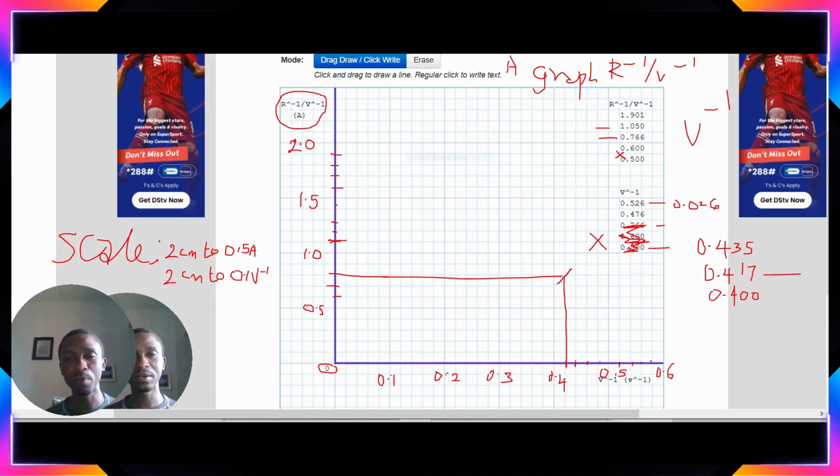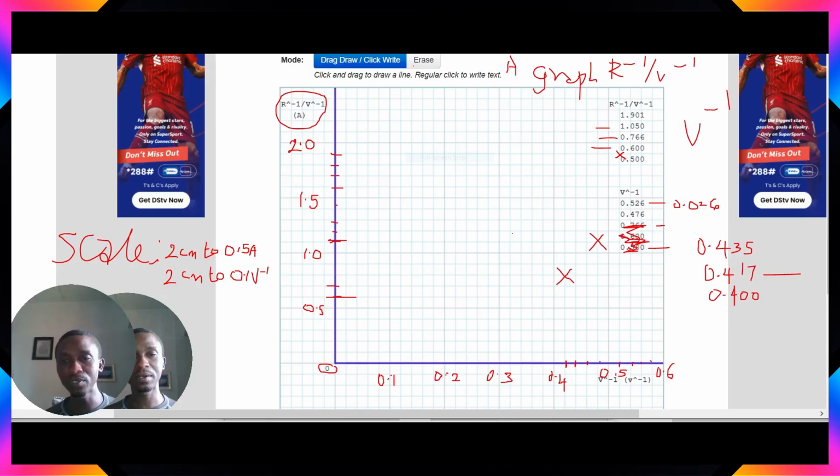Then here will be our point. Good. So we are moving to the next one, which is when our R is 0.6. So 0.6, if this is 0.5, here is 0.6. And what's the corresponding value of the voltage at that moment?